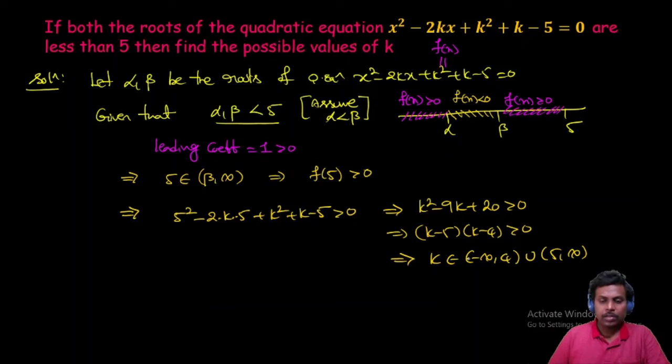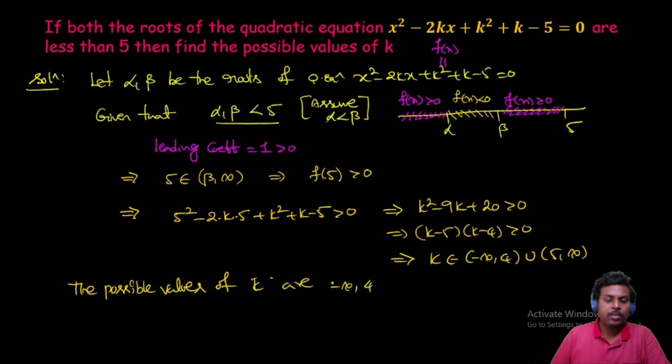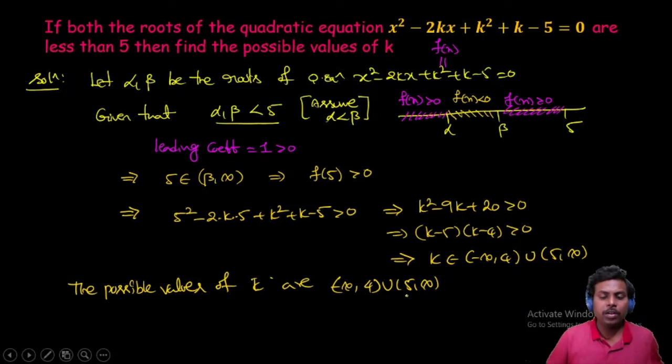Okay. So the possible values of k are minus infinity to 4 union 5 to infinity. Hope you have understood this problem. With the help of this problem, you can answer some problems given in the assignment actually.